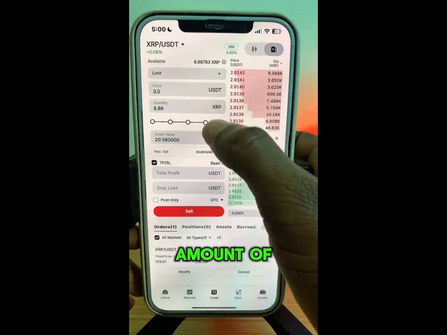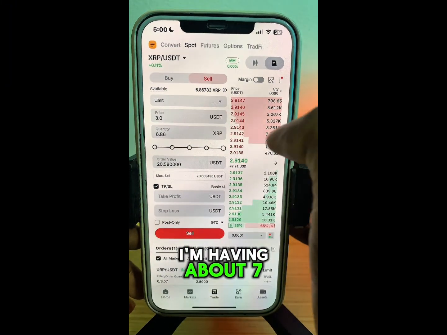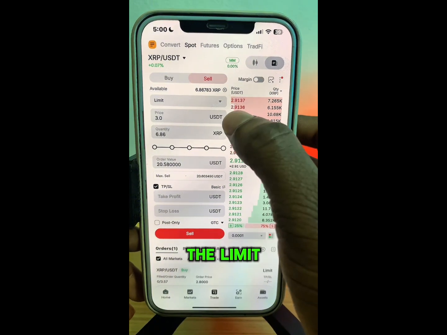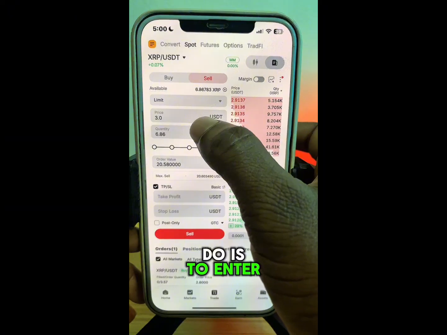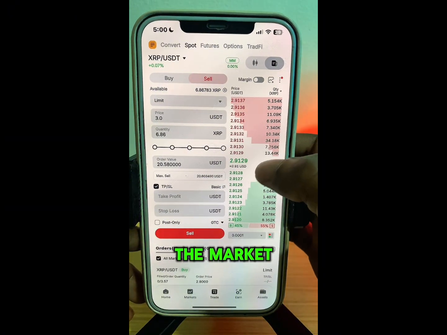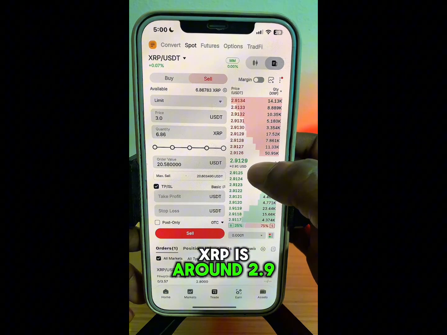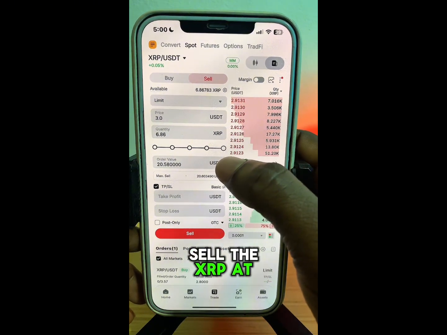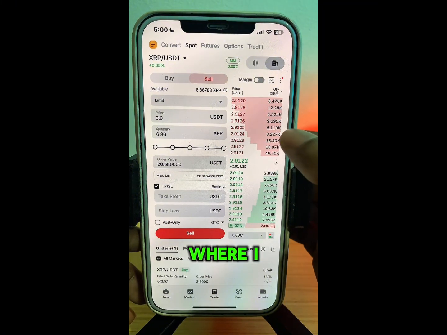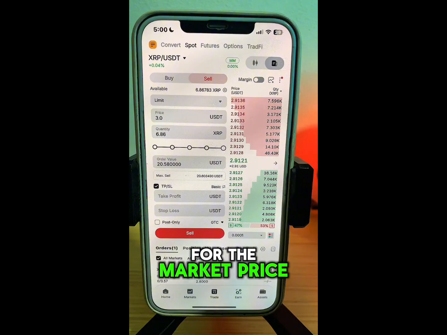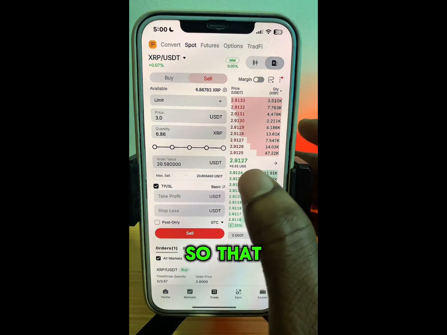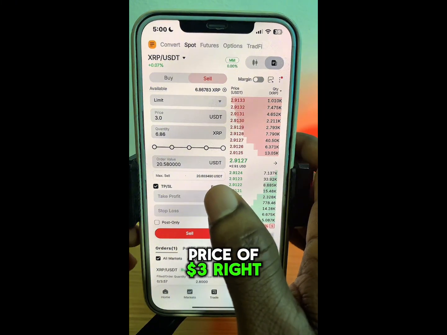I am having some amount of XRP in my account. I'm having about 7 XRP. And if I want to sell that using the limit order, all I have to do is to enter the price at which I want to sell the XRP. And as you can see, the market price of XRP is around 2.9, but I want to sell the XRP at the price of 3, meaning that I want to create an open order where I will wait for the market price of XRP to go up to hit the price at which I want to sell, so that I will take profit at the price of $3, right?